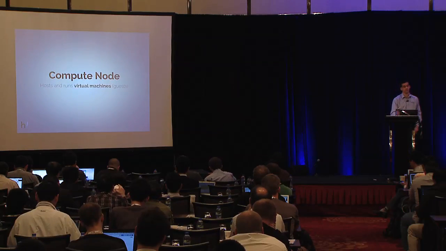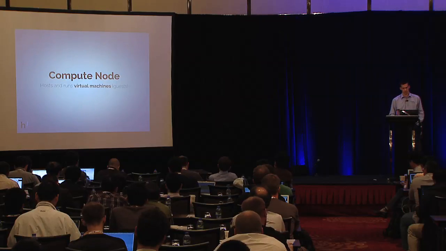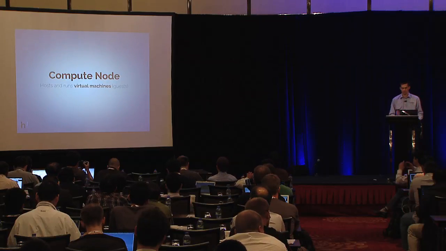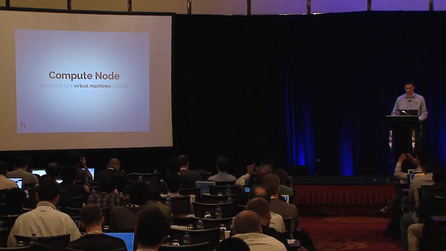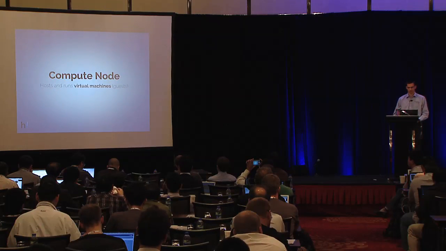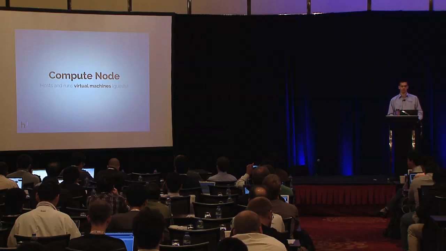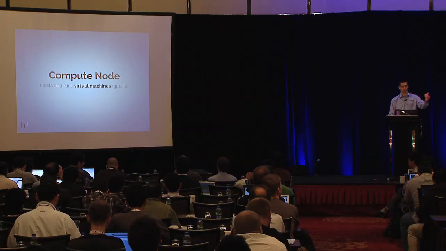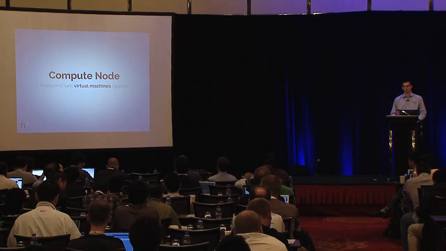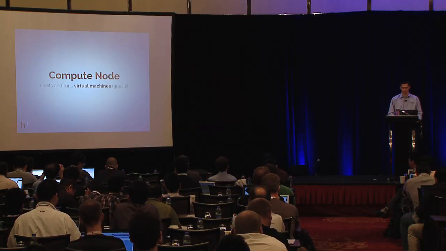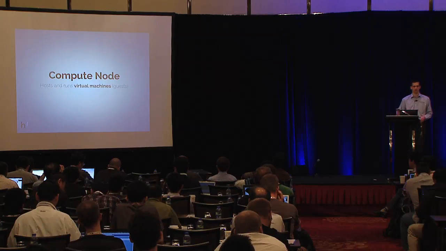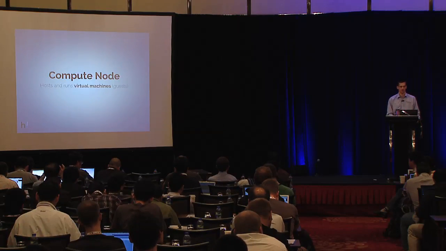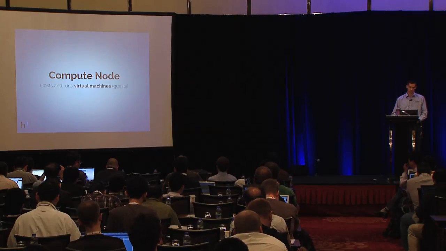And then we, of course, have compute nodes. Those are the workhorses. Those are the ones that host and run virtual machines, or as we refer to them in OpenStack and Nova parlance, as guests. So these are essentially our hypervisor nodes. Because of the way OpenStack is architected, again, these compute nodes need no connectivity to the outside world. They need connectivity to the tenant networks, the networks that we run our, for example, GRE or VLAN tunnels in.